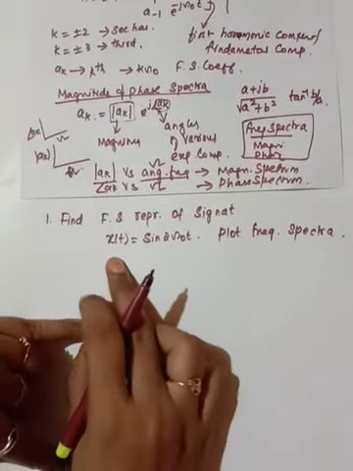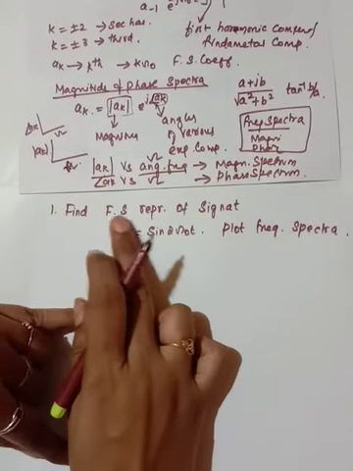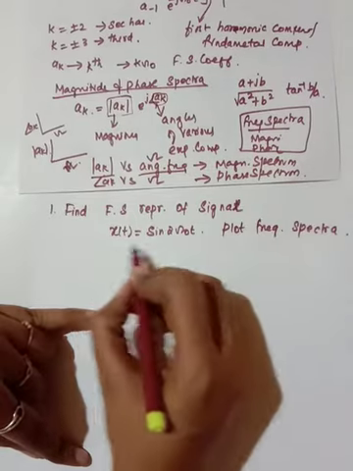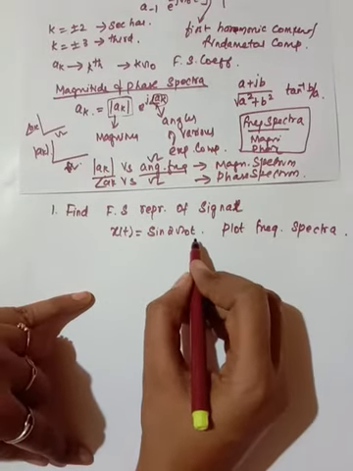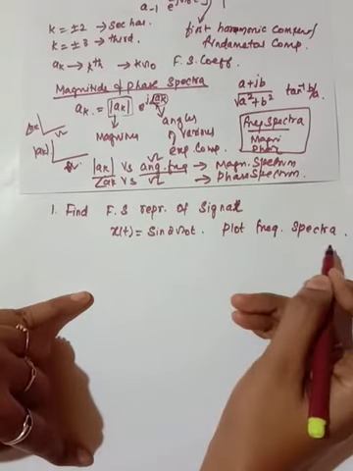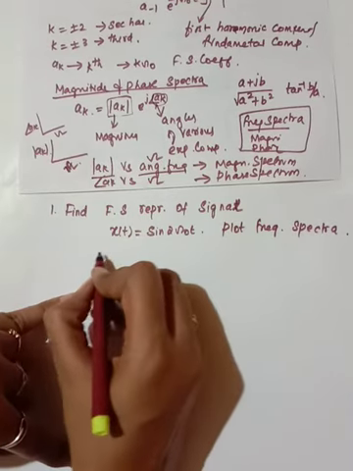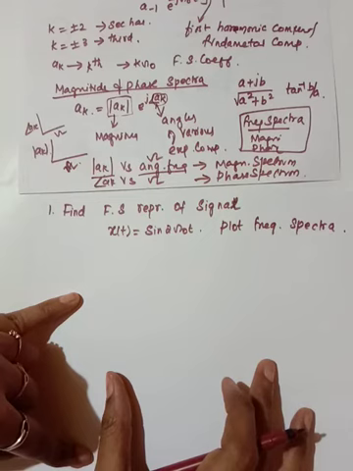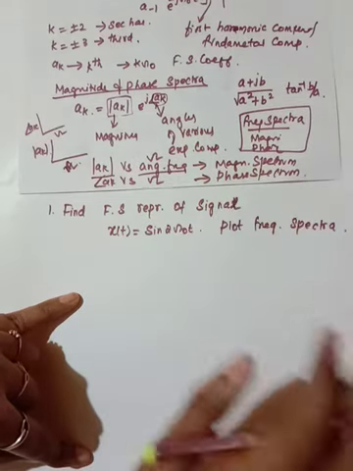Now consider the problem. We need to find the Fourier series representation of the signal x(t) = sin 2ω₀t, and we are going to plot the frequency spectrum. Okay, so what is the first step? If you understand this problem, you will easily understand what is magnitude and phase spectrum.